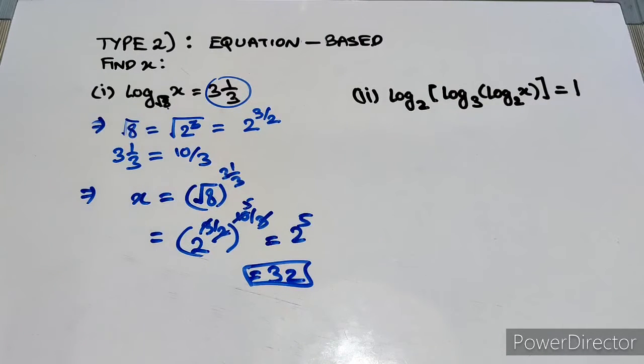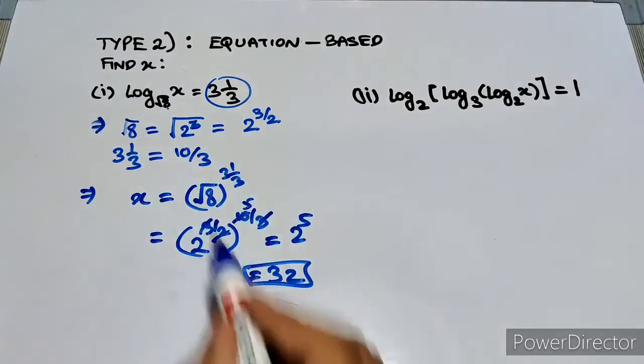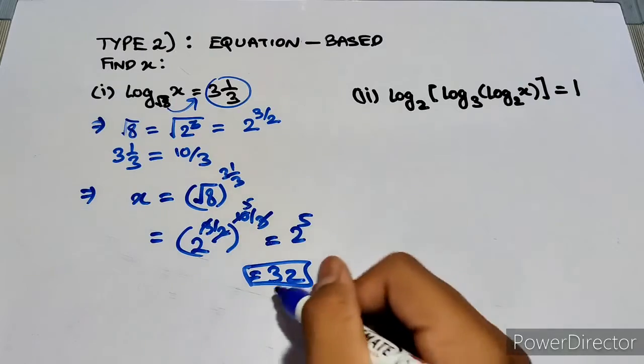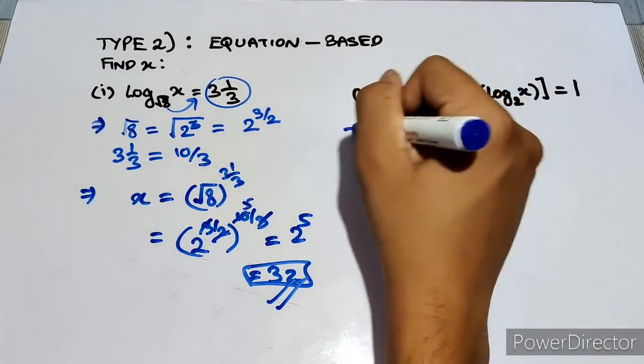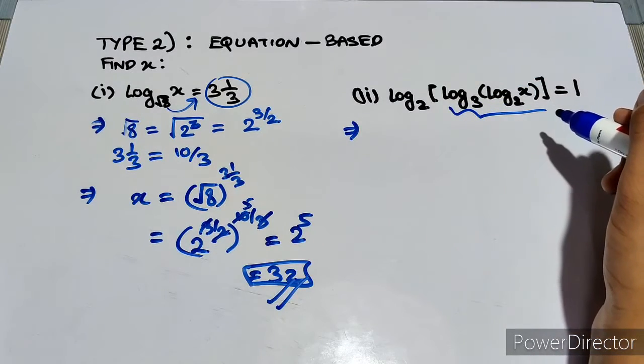Hopefully you got this answer because it is a basic property based question. Simply we have to put it here according to the reverse definition of log, and we will get the answer 32. Now the second question is a bit tricky because here in the argument we also have a log.